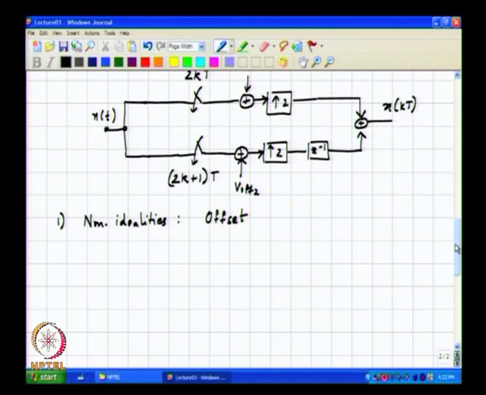If both channels had the same offset, what would you see? You would see a constant DC value of V offset. Now, if both channels had different offsets, V offset 1 and V offset 2, what would you see? Very good. In all even samples, you would see offset 1, and in all odd samples, you will see offset 2. Mind you, the offset stays constant. So every alternate sample's value will be the same, correct?